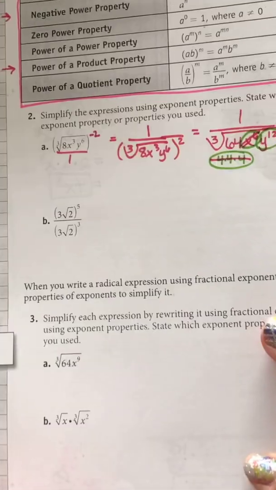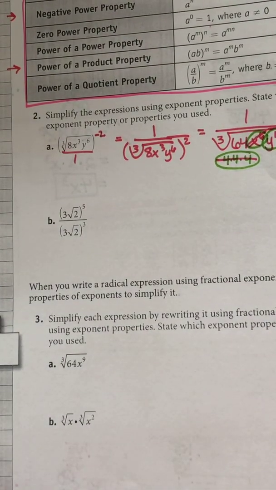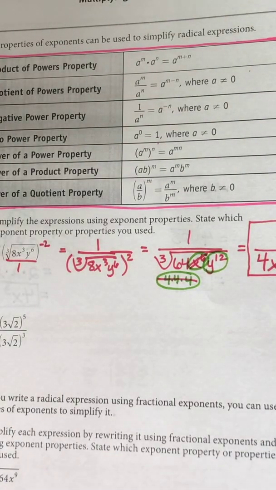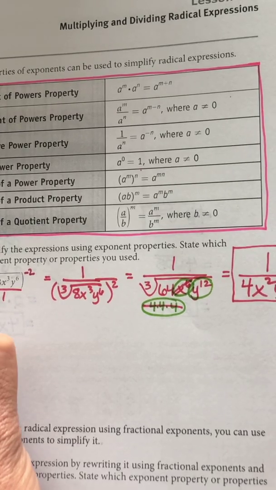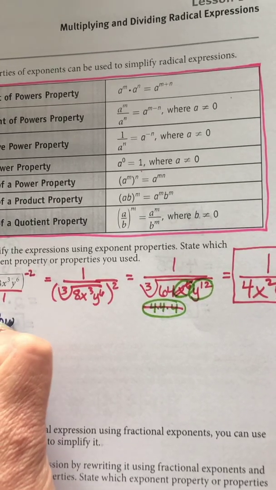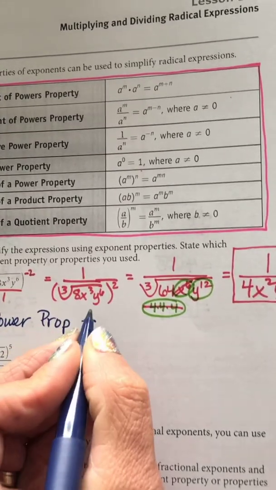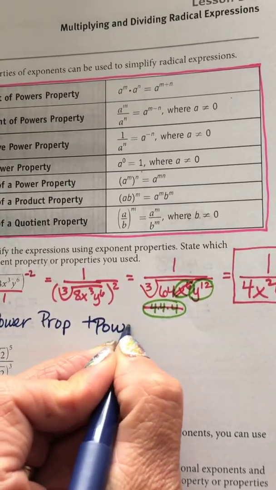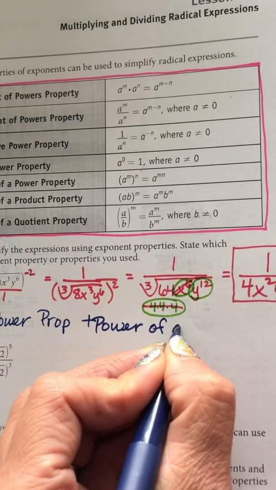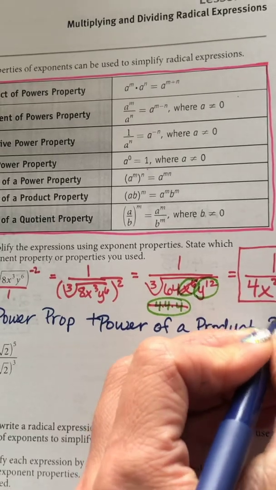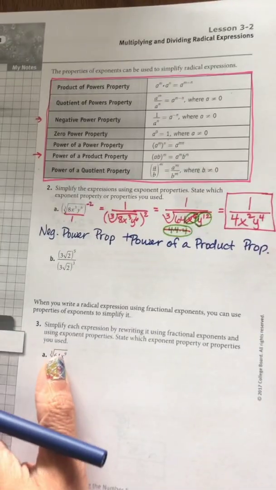Sorry, I keep knocking it. All right, letter B. 3 square root of 2 raised to the 5th power. Oh, first of all, I forgot. We need to state what powers we used. We used the negative power property. And we use the power of a product property. Had to finish that answer.